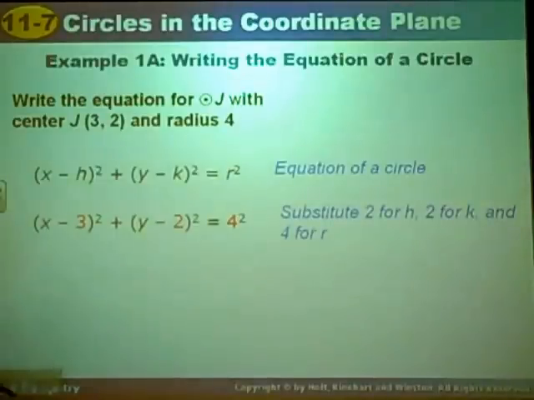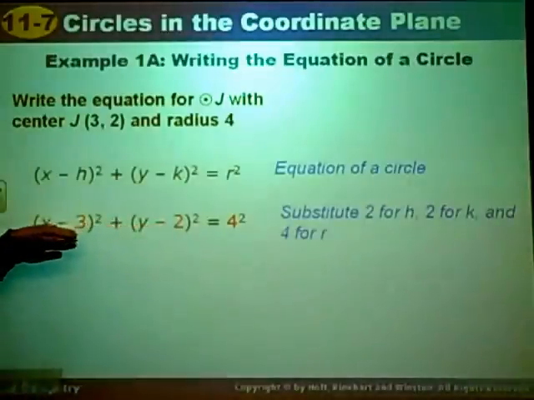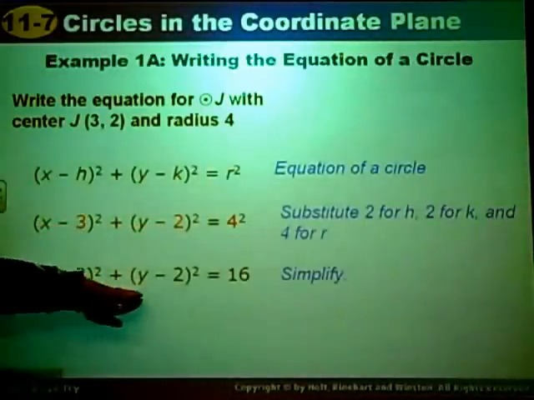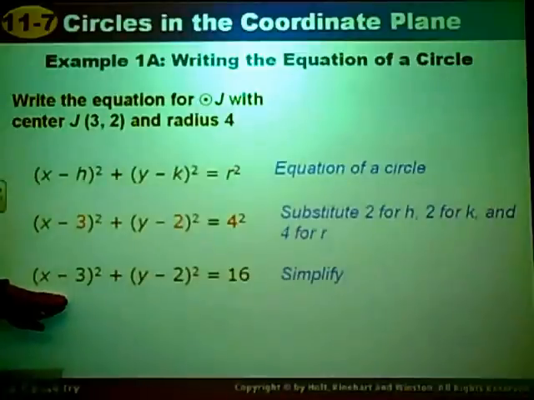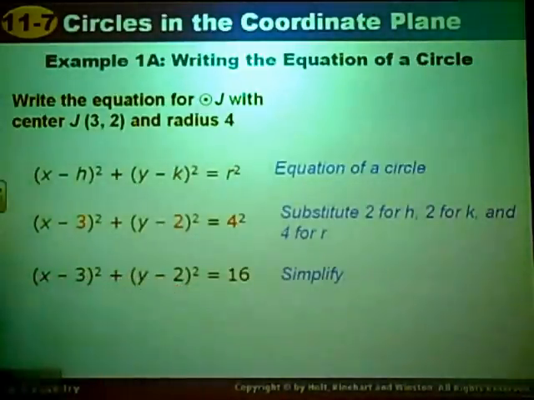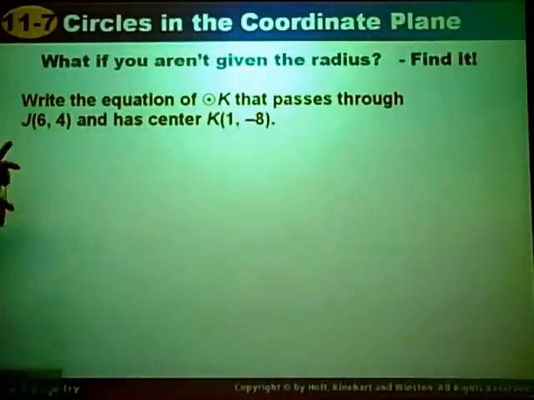And then the last step would be to simplify what you can. So the signs are all good, but we could square the 4. There's your equation of a circle. x minus 3 quantity squared plus y minus 2 quantity squared equals 16. Done deal. That's all you have to do. Write it down, memorize it, plug in what you're given, simplify what you can. There's your steps.